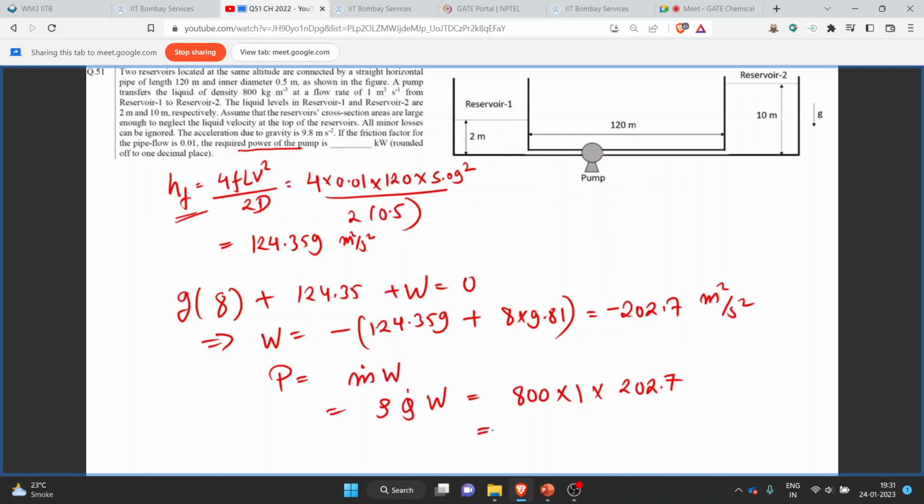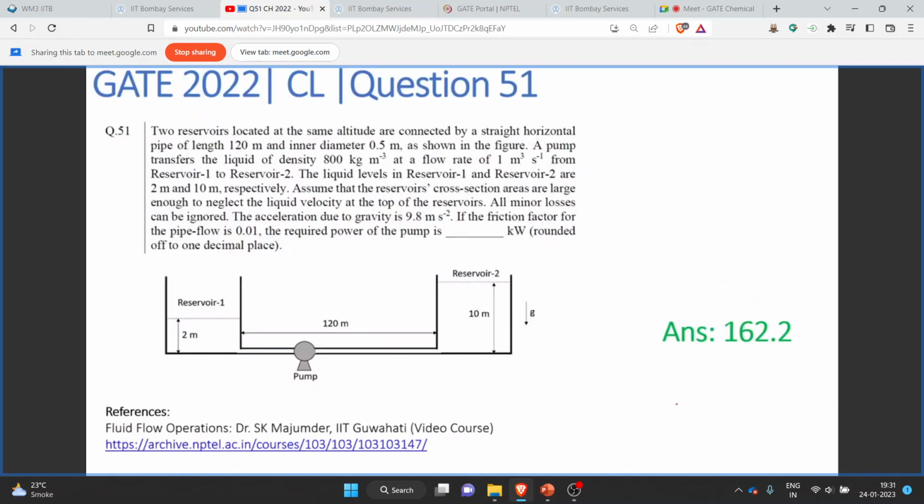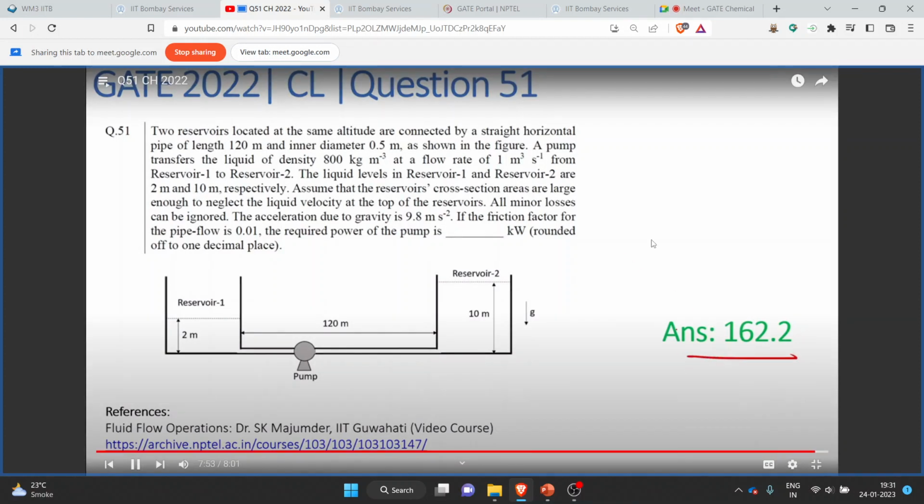So this will come around 162207 watt. In the final answer we can write it as 162.207 kilowatt. So yes, the final answer is 162.2 kilowatt.